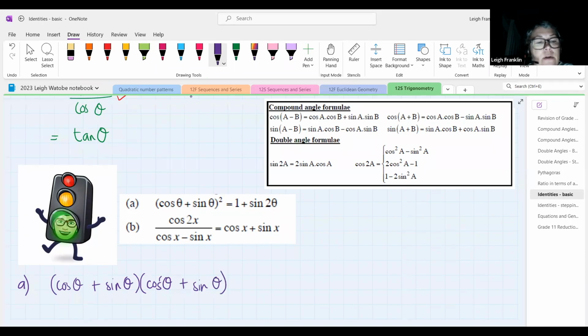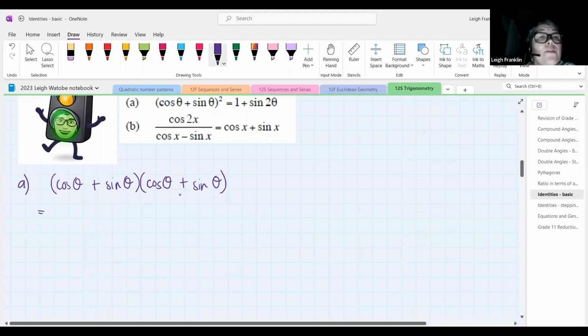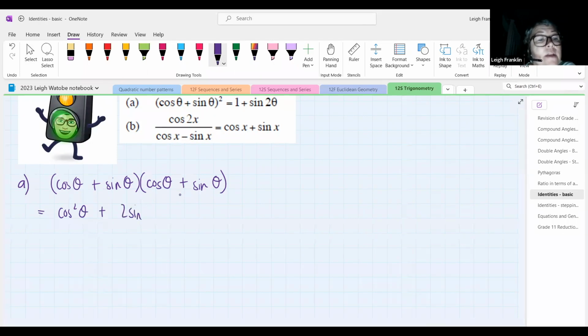No, ma'am, I think I skipped that part. I wrote it as cos squared theta plus 2 sine theta cos theta plus sine squared theta. 100%. Okay, very, very nice. That's perfect. I didn't go straight to that step because I didn't know whether there would be people that would be confused if I did that first, but that's absolutely correct. That's where it comes from. So there's nothing wrong with you doing that. Okay, so cos squared theta plus 2 sine theta cos theta plus sine squared theta.